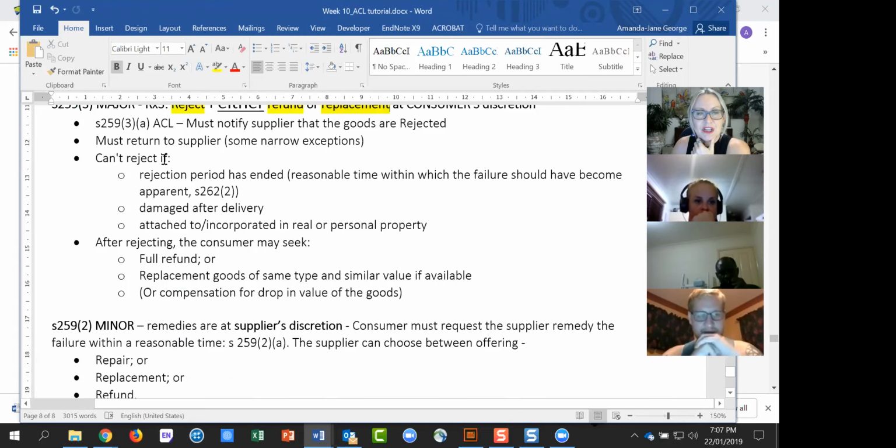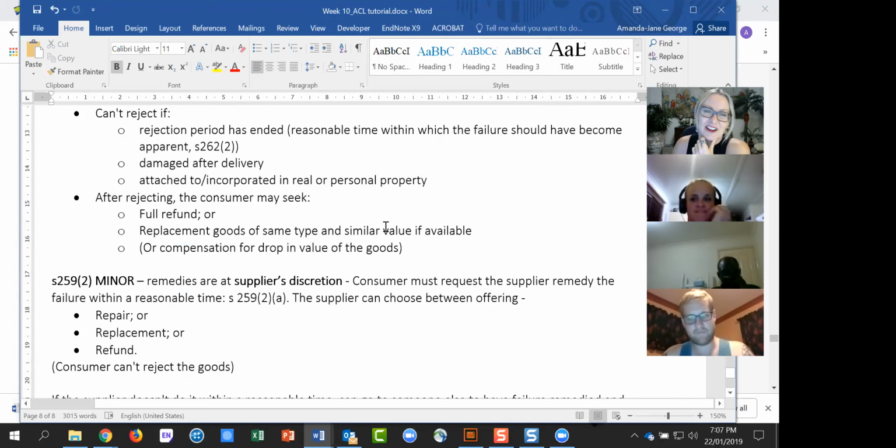So she can't reject if the rejection period has ended. So she's taking the ham home and it's gone off in her fridge and then she decides to take it back. That's a no-go, right? If they're damaged or if they're somehow attached, I think she's going to be attaching ham to personal property. So after that, she can seek her refund. She's just got to take it back or hand it over, do it right there.